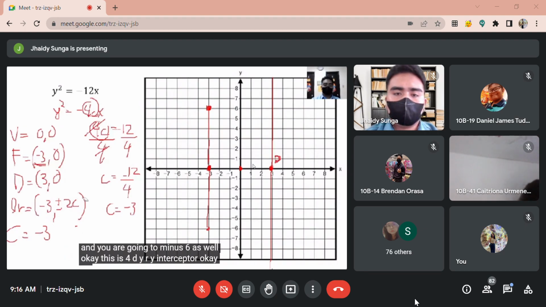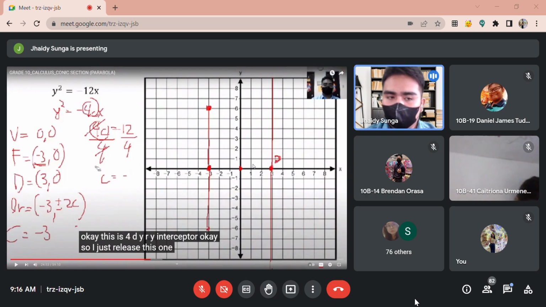Okay, so I'll just erase this one. All right, so for the latus rectum, we're going to identify what is the coordinate of the latus rectum. We are going to base on the focus. Okay, if the focus is based on the vertex, the latus rectum will be based on our focus. Okay, so the focus is -3 and 0.